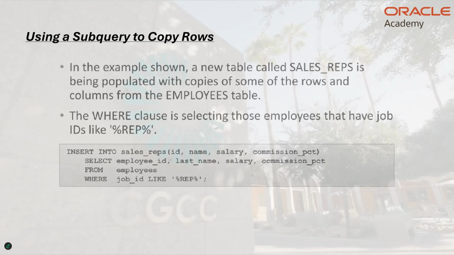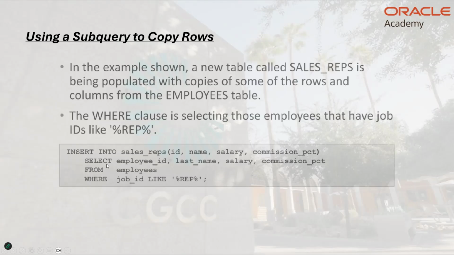All right, so what I'm leading to, let's say we create a new table called sales reps. And this is going to be populated from our employees table. So in the where clause, we're selecting those employees that have job IDs like, and we're using the LIKE command, and we're going to use rep. So you see this example: insert into sales reps. That's our new table. We already created it, so assume that. And it has ID, name, salary, commission percentage.